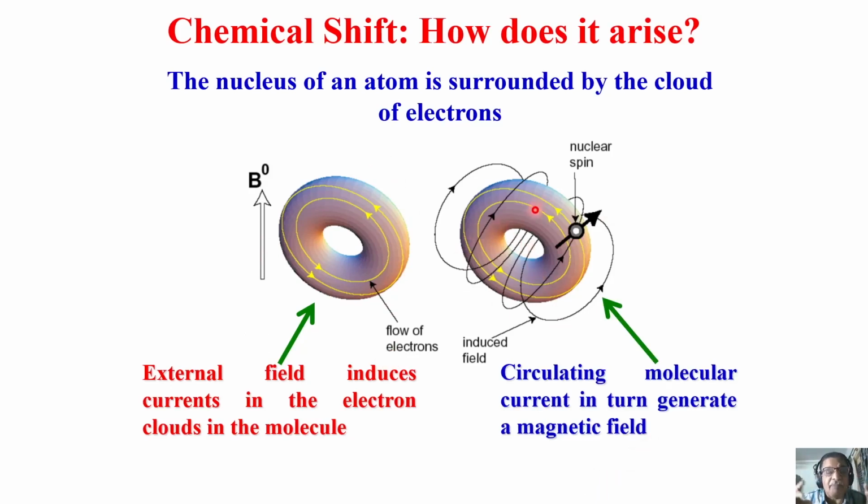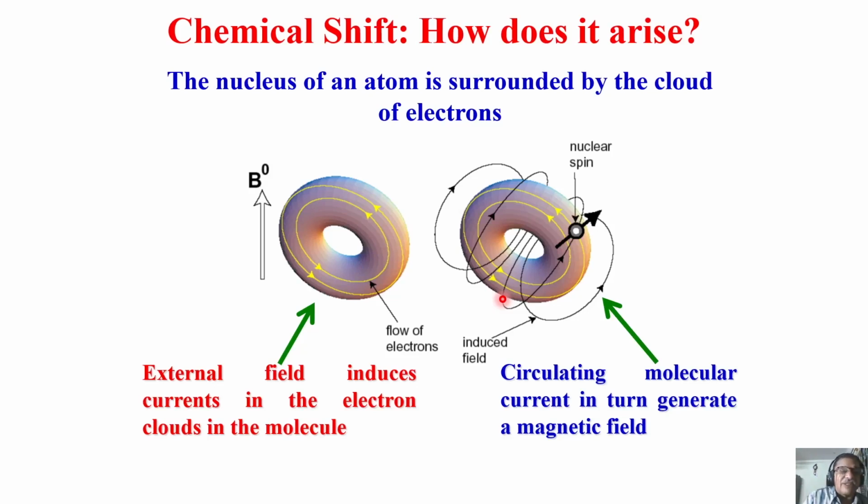There are two things happening. Please remember. The external field starts inducing currents in the electron clouds of the molecule. And this circulating current in turn generates a magnetic field. So that means, in addition to the external magnetic field, there is some other field which is produced within the molecule. Now what happens to this field?